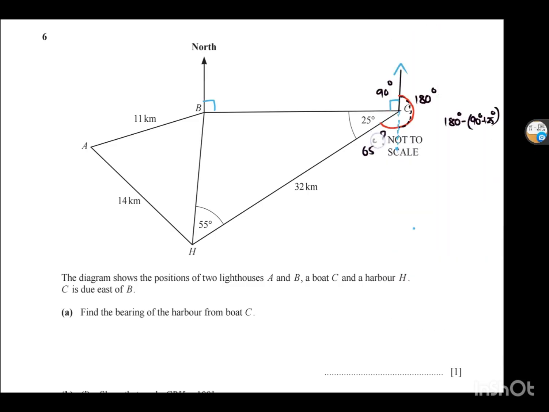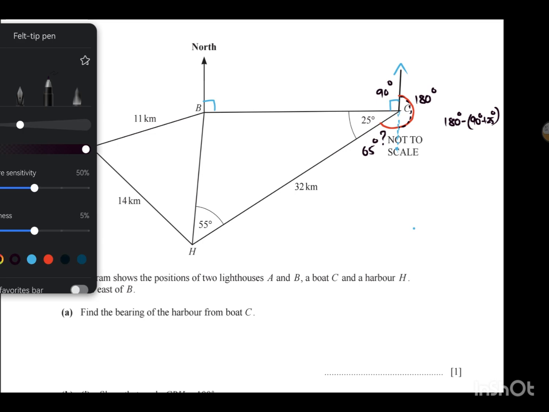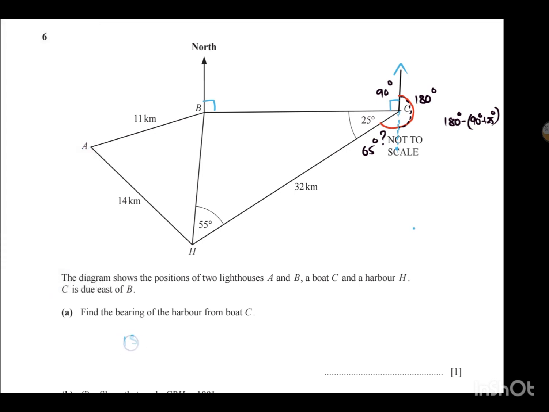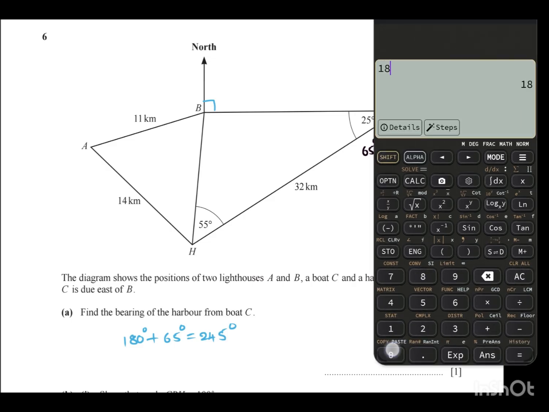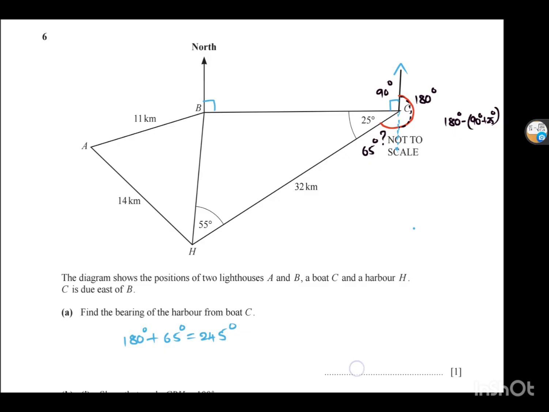This is 65 degrees. So now what is the bearing? It's 180 plus 65. Check: 180 plus 65 is 245. So 245 is the bearing. Question A is done. Now question B.